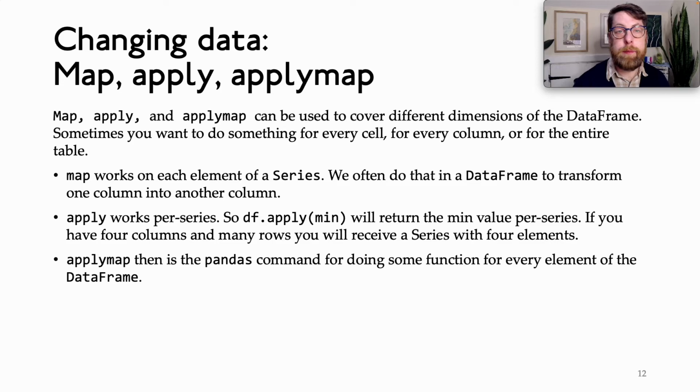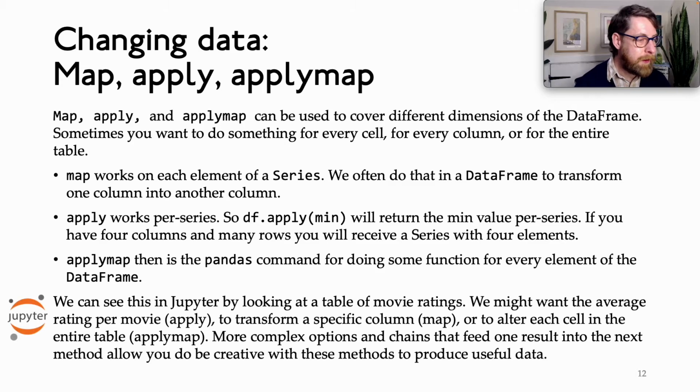Now, applymap is when you want to do something to every element in the data frame. So you're going across all the columns and then going within them and doing something to each element. We can see this in JupyterLab in a notebook where I have some movie ratings, and you might want the average rating per movie. So this would be apply. Each movie is going to be a column, and each user who's giving the movie ratings is going to be a row. So apply will give us an average for each of the movies.